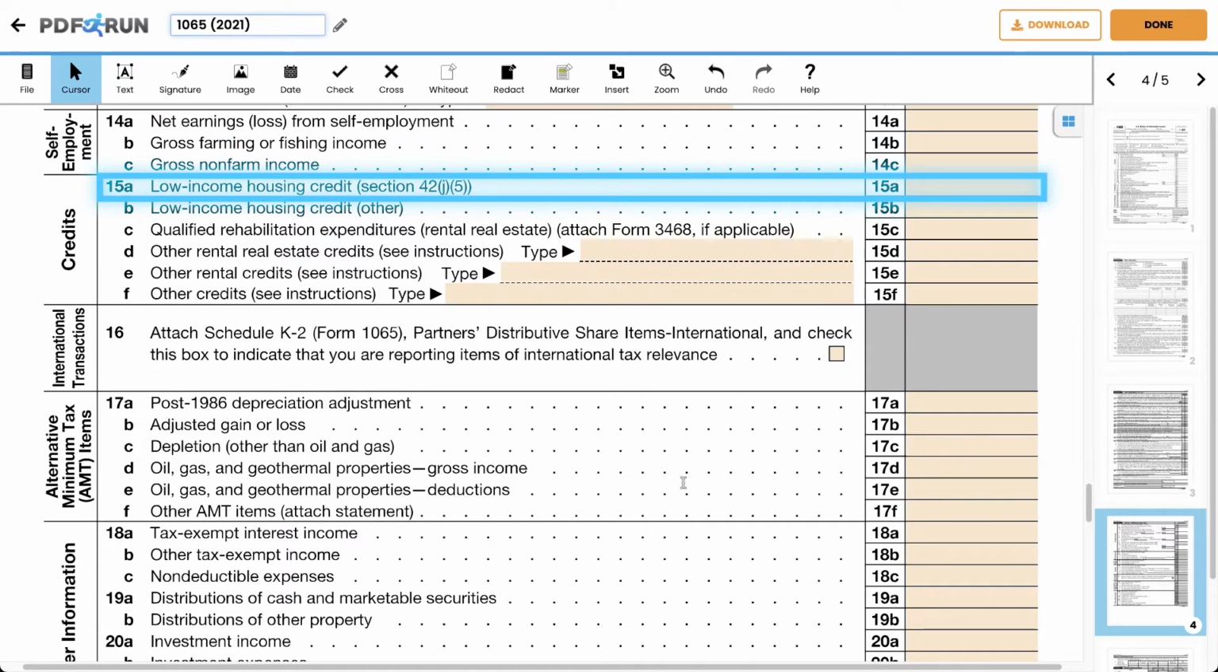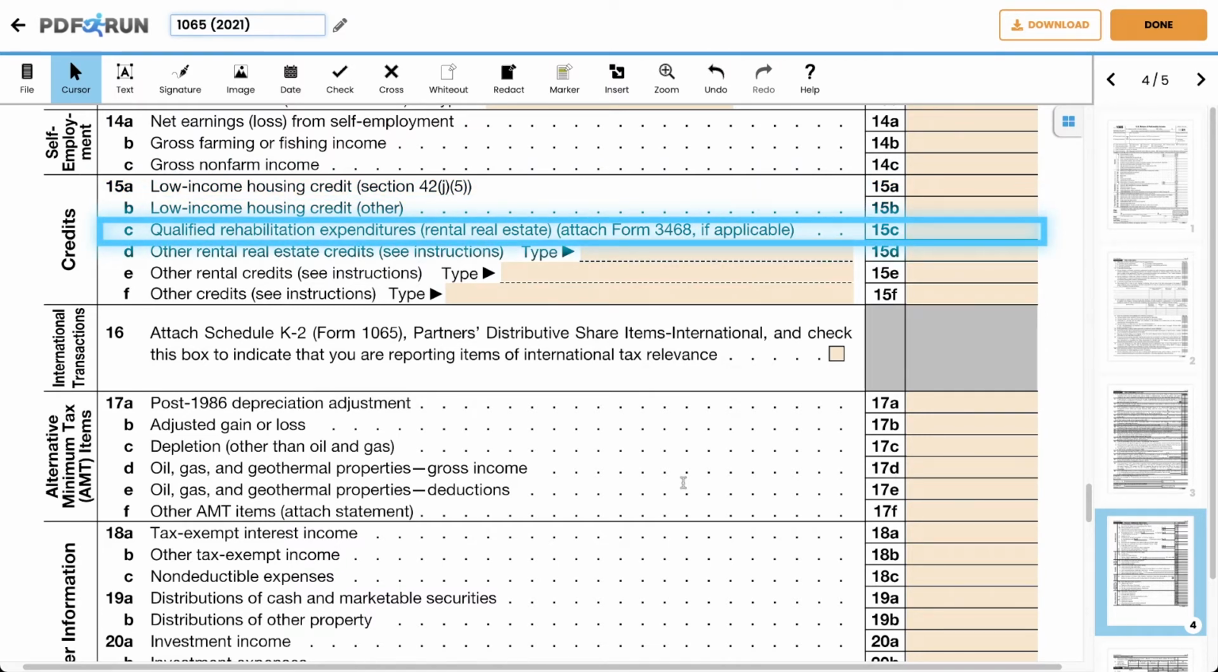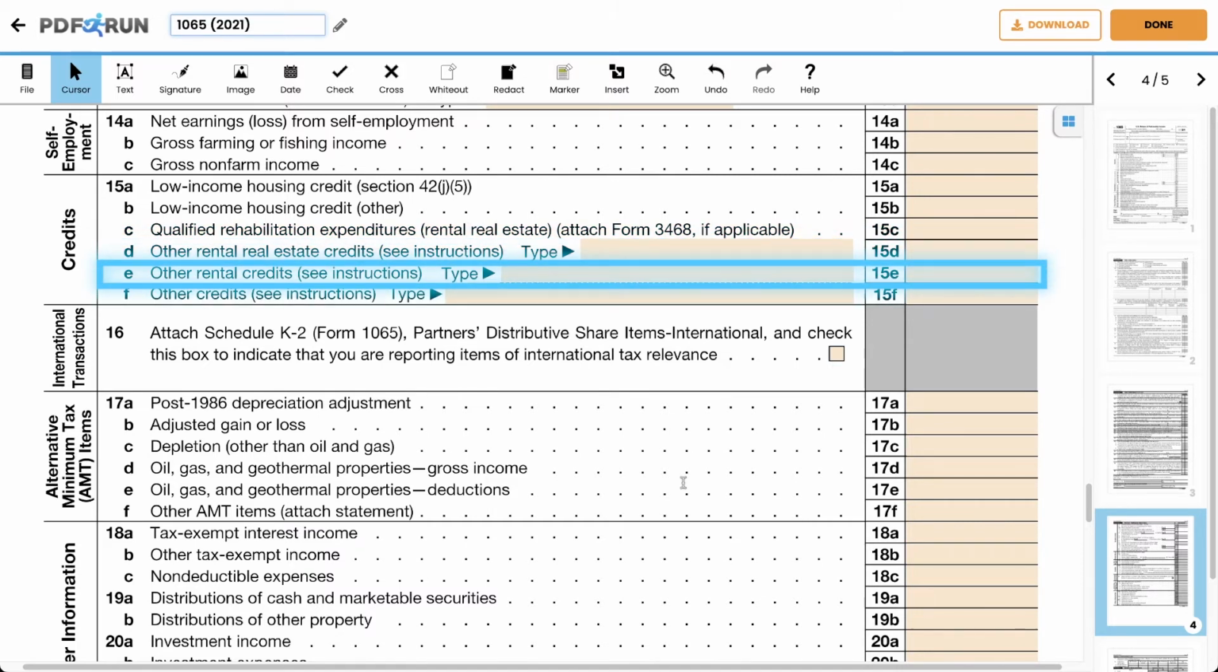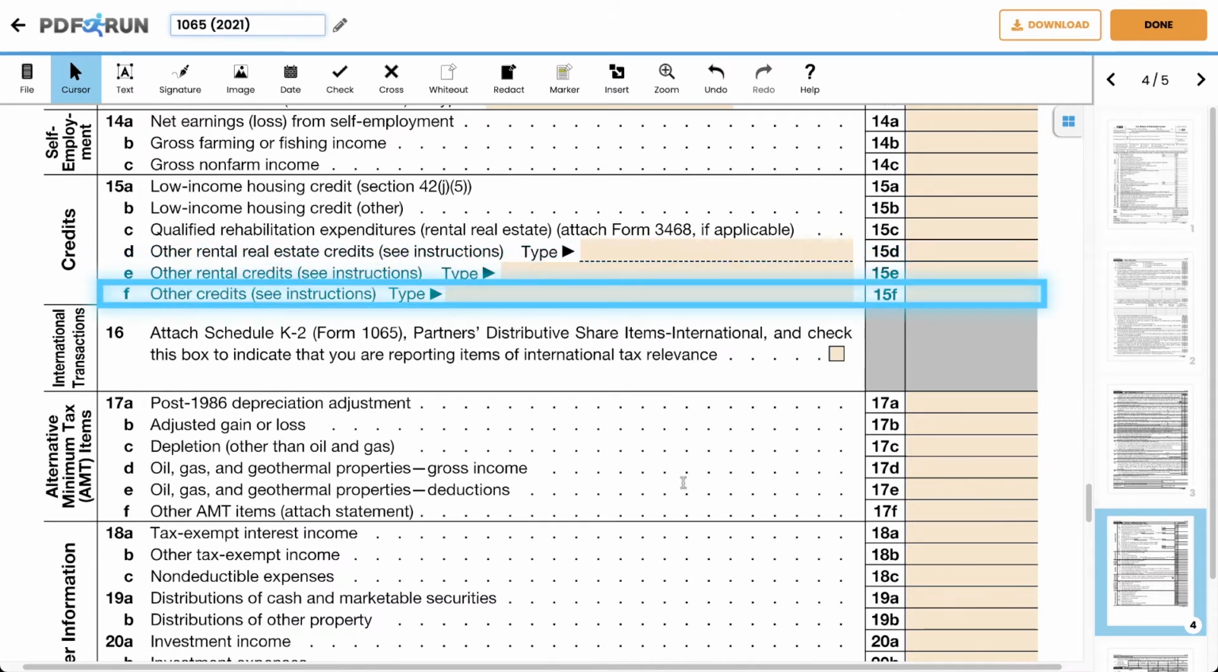Credits. Line 15A. Enter the amount of low-income housing credit. Line 15B. Enter the amount of low-income housing credit. Line 15C. Enter the amount of qualified rehabilitation expenditures from rental real estate, and attach Form 3468 to this form. Line 15D. Enter the amount of any other rental real estate credits. Line 15E. Enter the amount of any other rental credits. Line 15F. Enter any other credits not already included above.